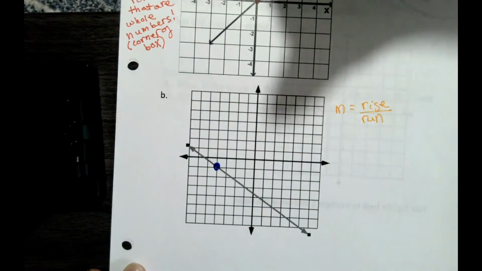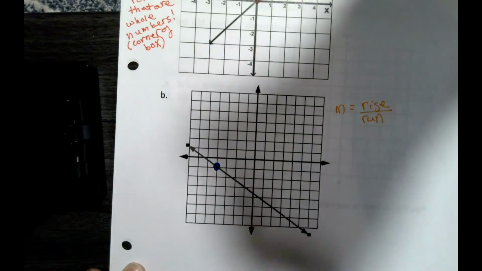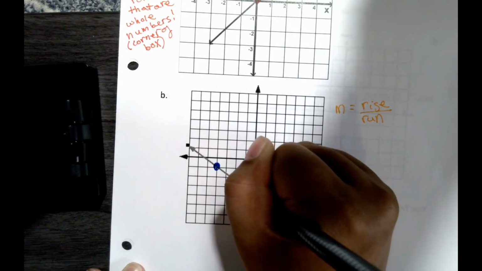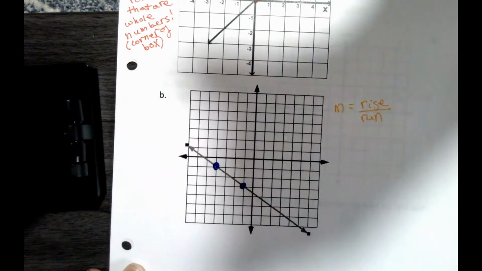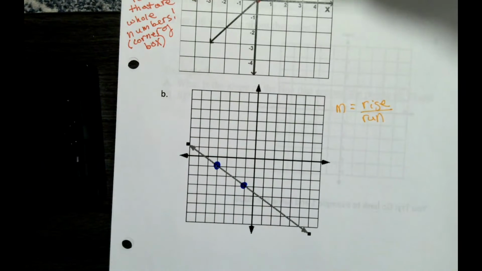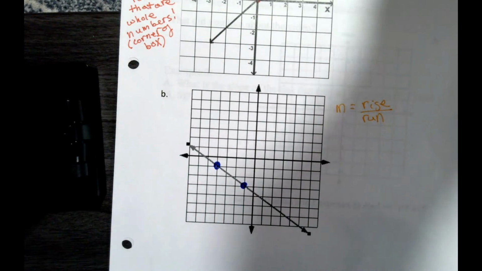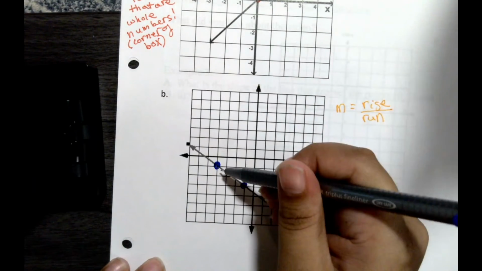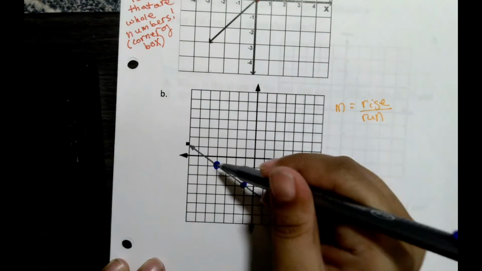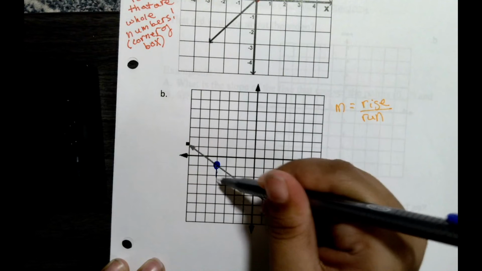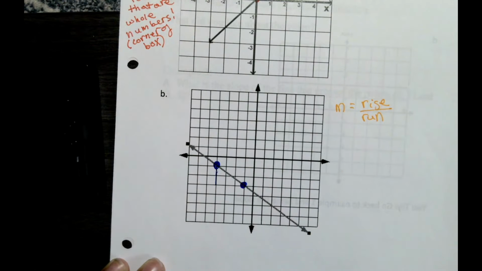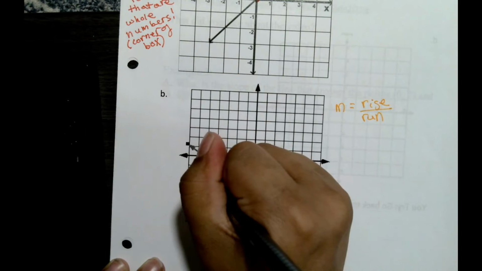And then 3, -3. So we chose 2 points on our line. We made sure they were both on an edge. So now we need to do our rise over our run. This time we have to go down. So we're going to go down 1, 2. So we went down 2, so this is a -2.